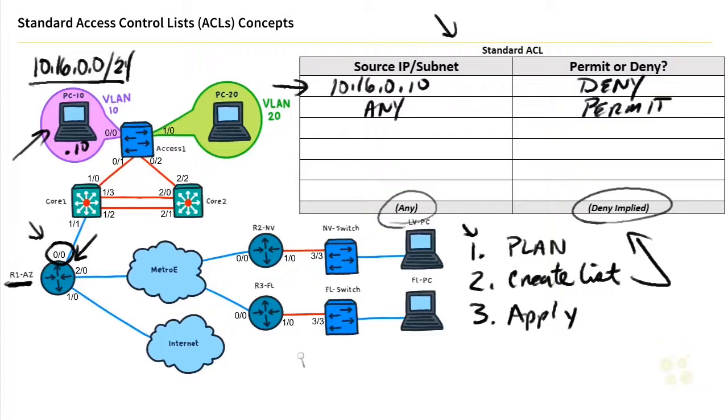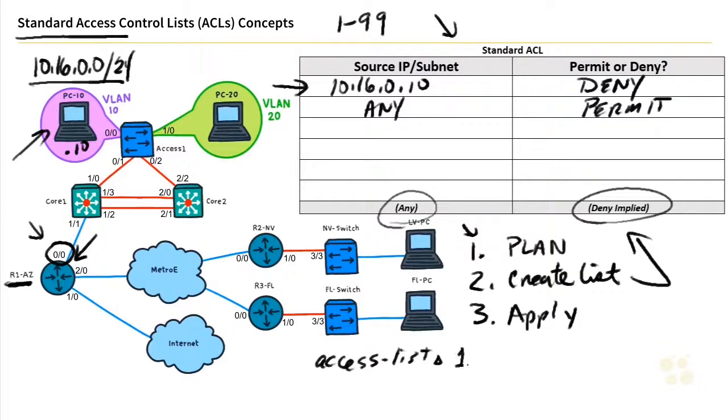We'd go to global configuration mode, and in configuration mode we'd type in the command access-list, space, then we give it a number. For standard access control lists, we have some options. We can use the numbers 1 through 99. We also have the option of using names. For this demonstration, let's use access control list number 1.